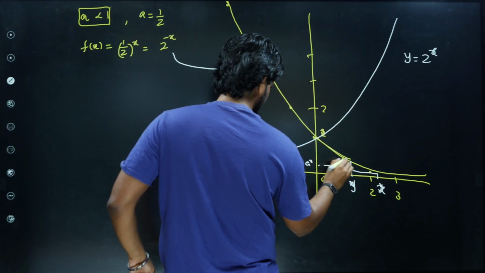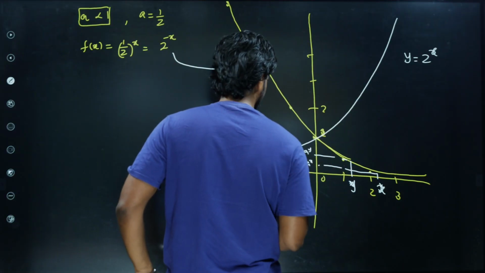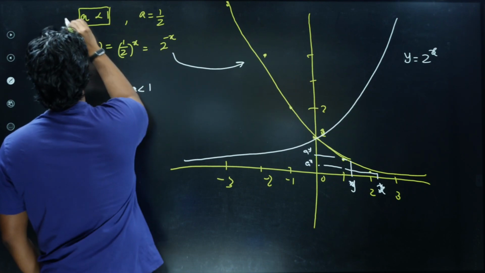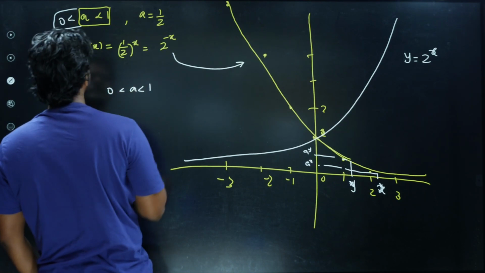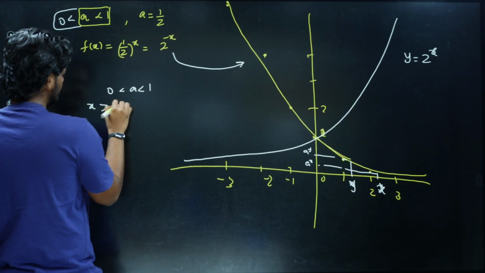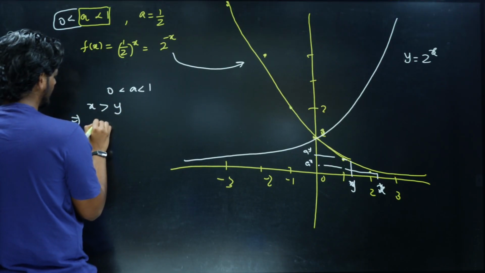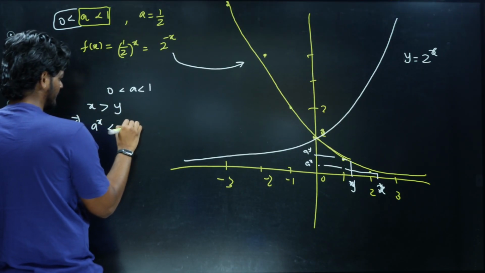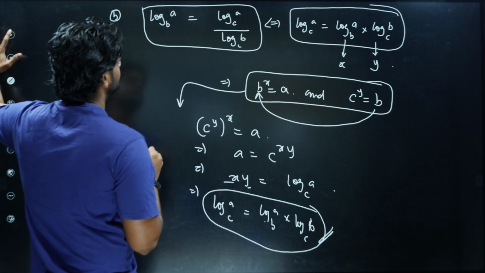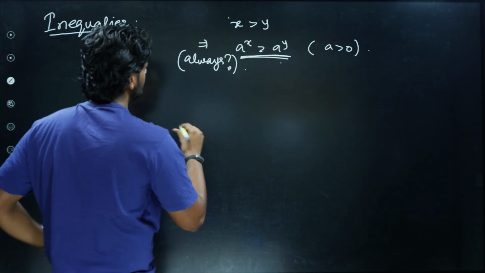A power x is here, a power y is here. Since a is less than 1 and greater than 0, of course a power x should be greater than 0. That doesn't make sense otherwise. x greater than y would imply a power x is less than a power y. So this is really, really important. That's what I wanted to mention.